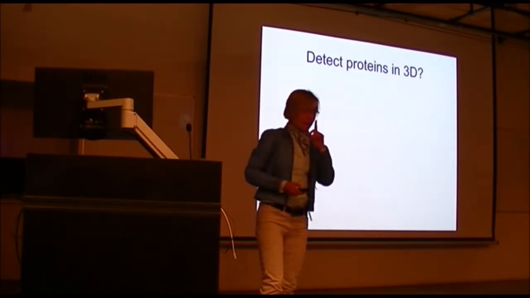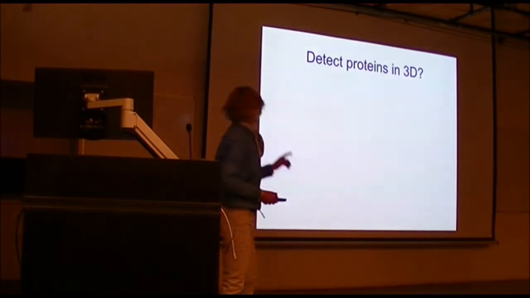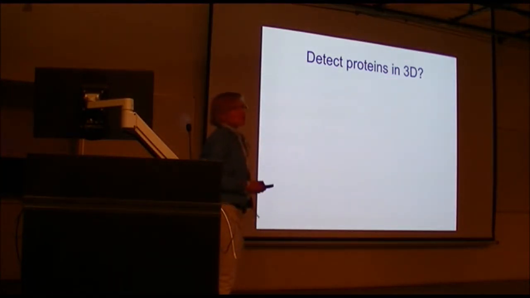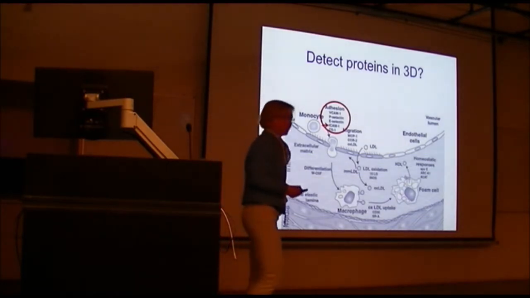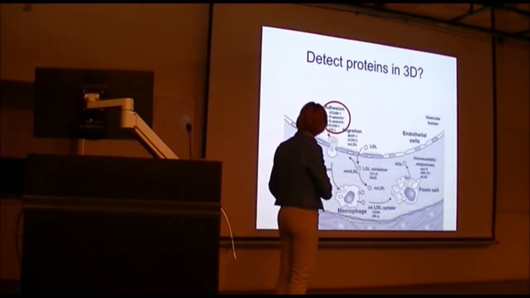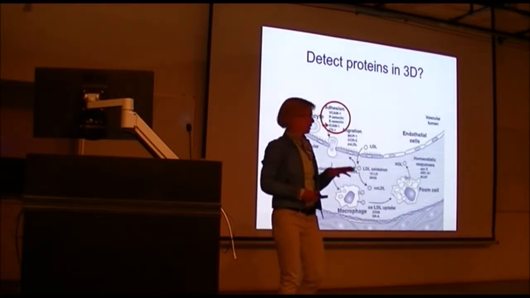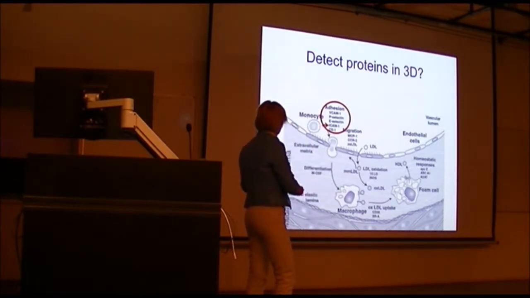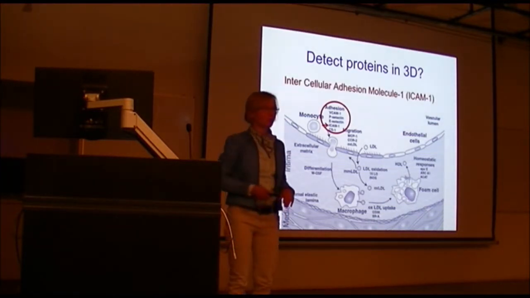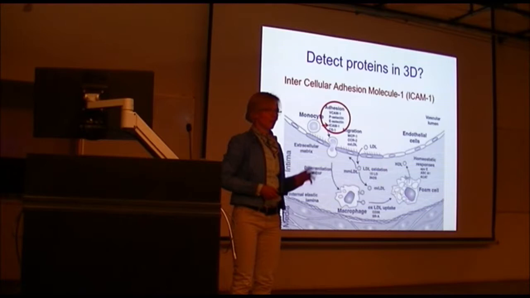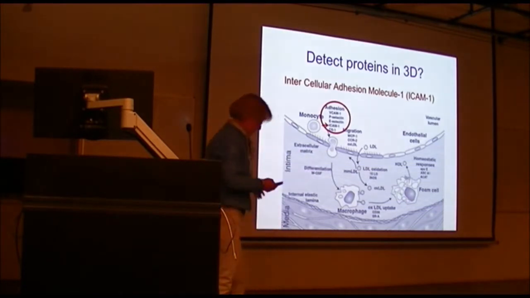Okay, except that we can also detect proteins in 3D. So there we go again. This is another thing. Here we have all kinds of proteins which play a role in movement of cells into the vessel wall. Doesn't matter actually. But here we have one of them. It's called intercellular adhesion molecule 1. That's for the experts. The rest say it's just a sticky protein.